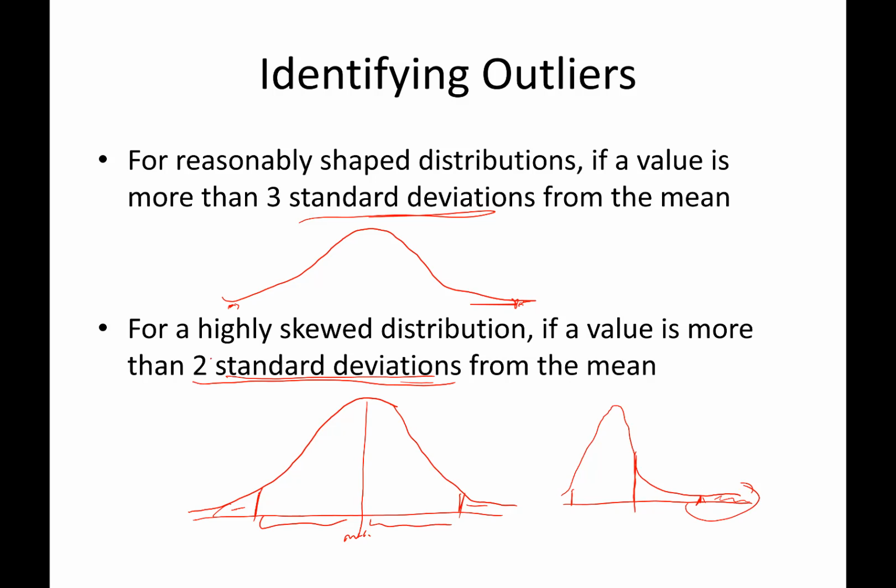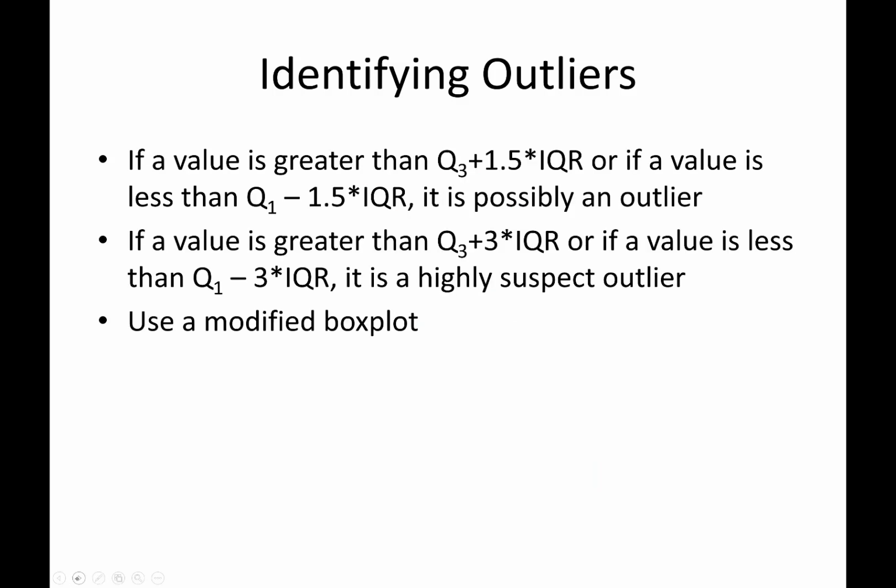Usually a good rule of thumb is 2 standard deviations from the mean. If it's more than 3, then it's highly likely to be an outlier. Usually we use the 2 standard deviations rule of thumb. So that's one way that we have for identifying potential outliers analytically. Another way is to use the interquartile range. Remember the interquartile range, the IQR, was just Q3 minus Q1.